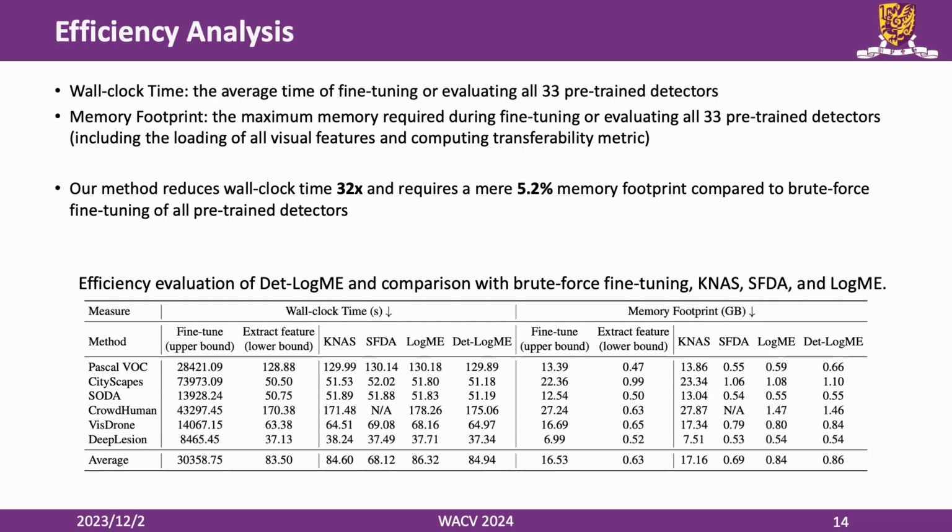Finally, we conduct the efficiency analysis of our framework. We evaluate the efficiency from 2 aspects. The first is the wall-clock time, which indicates the average time of fine-tuning or evaluating the 33 pre-trained detectors, and the second is memory footprint, which indicates the maximum memory required during fine-tuning or evaluating the 33 pre-trained detectors, including the loading of visual features and computing the transferability metric.